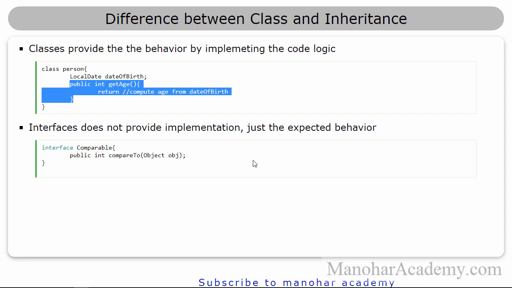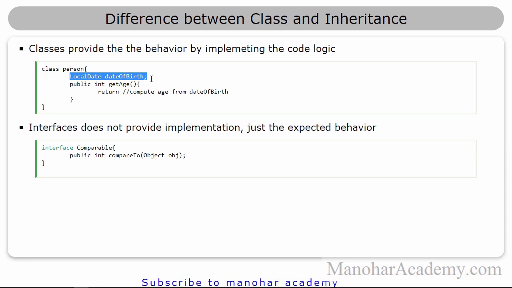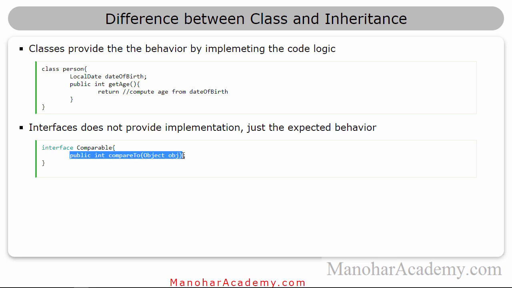Interfaces don't have any state. That means they don't have any member fields. So generally they can't provide the behavior most of the time, because they don't have any state to modify. Interfaces simply provide the expected behavior.